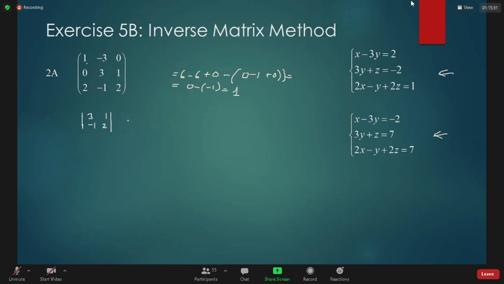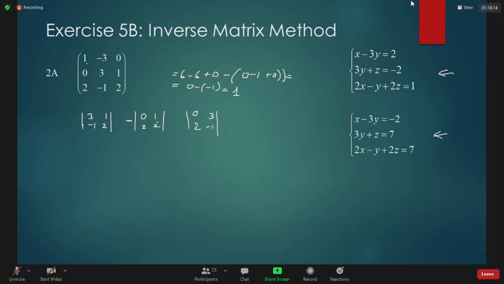For the next element, remember we have a minus in front. So the cofactor will be 0, 2, 1, 2. We use the elements that are not in that row and not in that column. The third cofactor, without a minus again, will be 0, 3, 2, minus 1.